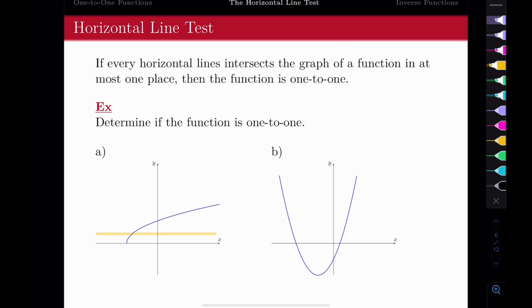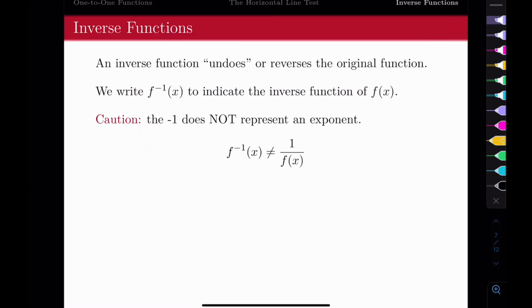For this first example, no matter how I draw a horizontal line, it's only hitting this graph in one spot every single time. So this does pass the horizontal line test, and this is one-to-one. However, for the second example, I can draw one line right here, and immediately this horizontal line hits in two spots. This one is not one-to-one, okay? So we need this property to happen for an inverse function to exist.